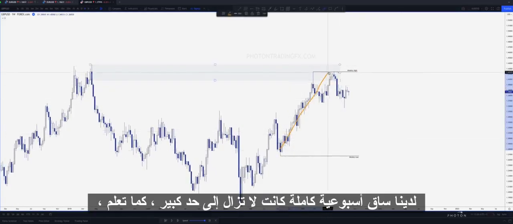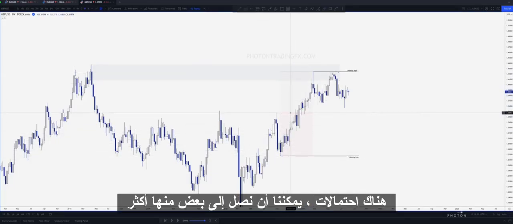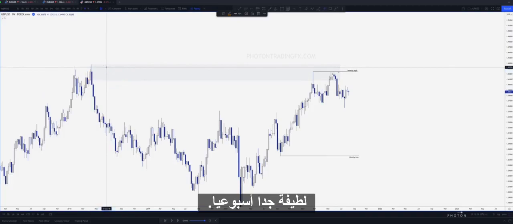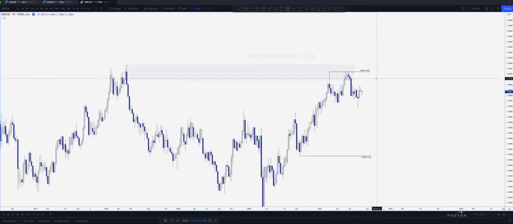We have this whole weekly leg, right? We're still pretty much in the premium of this leg, and there's possibilities we could come down to some of these more extreme zones down below here, especially as we're coming off a very nice weekly sweep supply zone up there. But like I said time and time again, I literally have no idea which way price is going to go. I don't care, right?